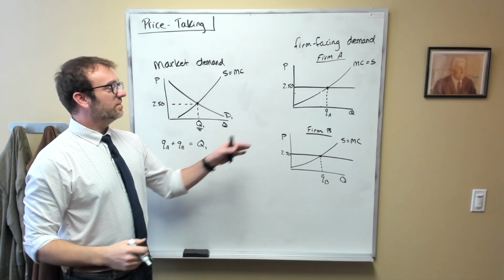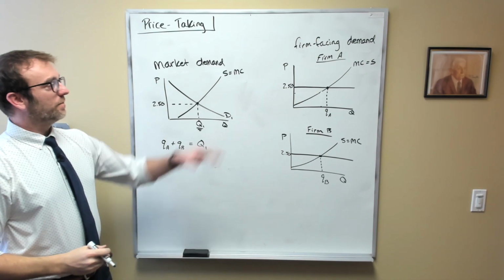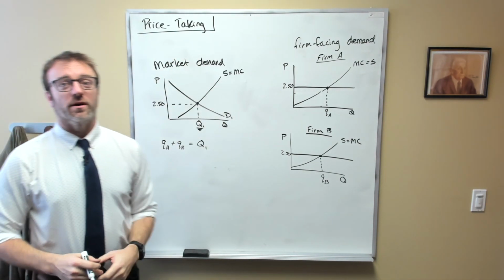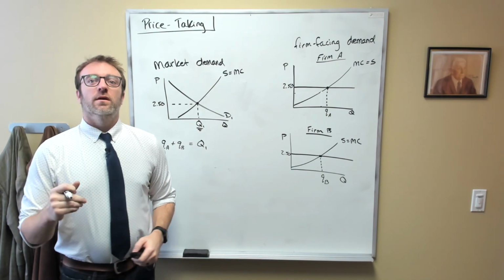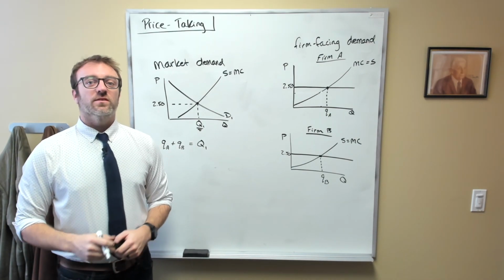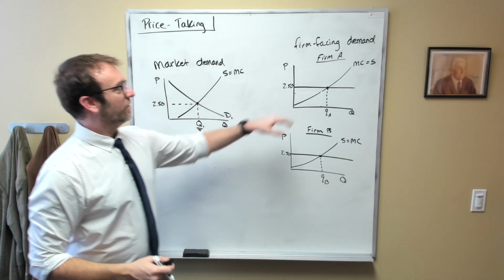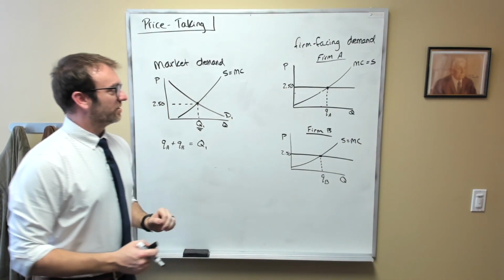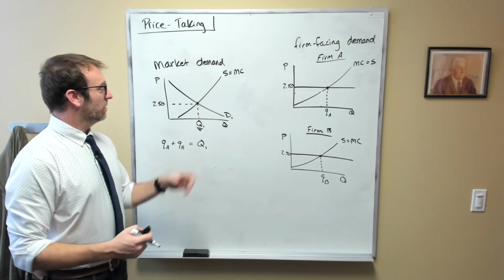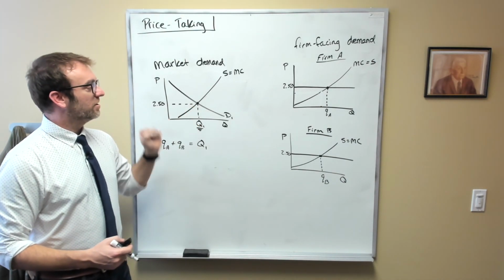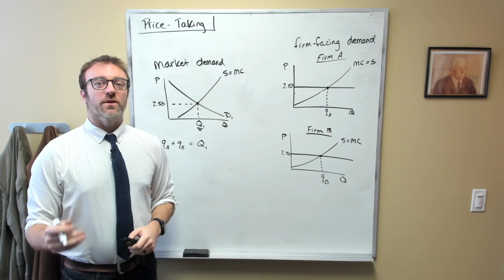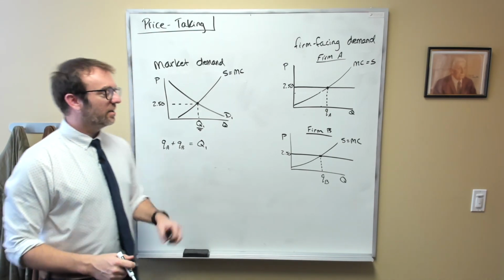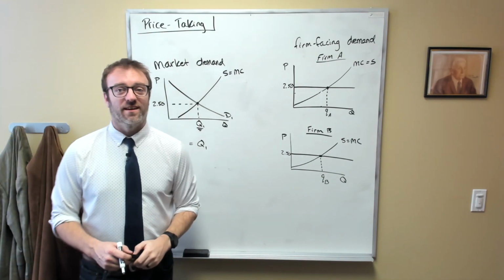Now, in this situation, we describe firm A and firm B as price taking or as price takers. Why we do this is because in this situation, firm A and firm B must accept the price of their product as a given fact of the world based on the market structure. And so they have to actually take that price as a given, hence the name price taking.